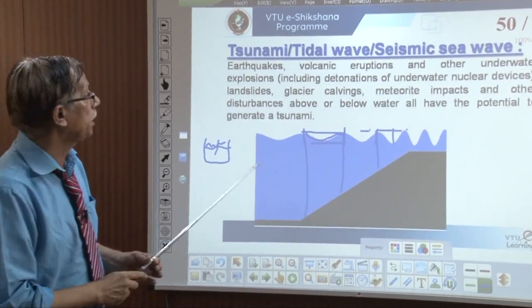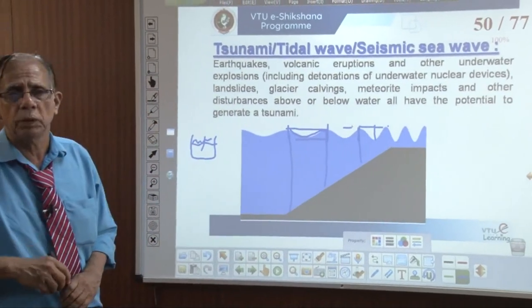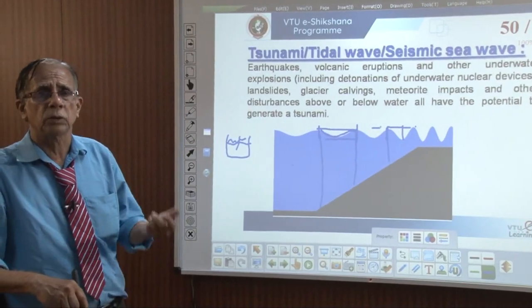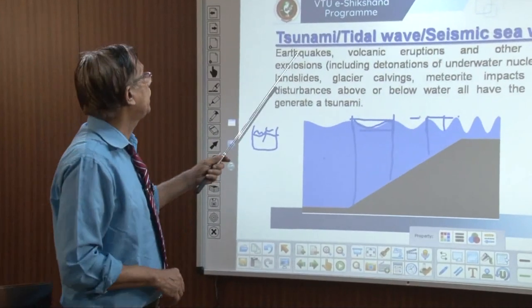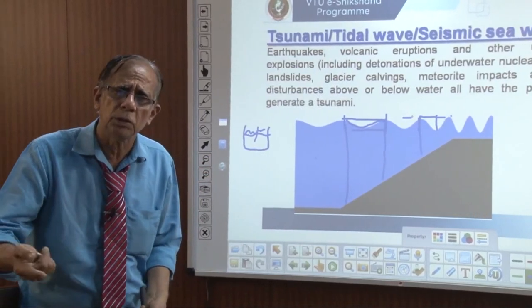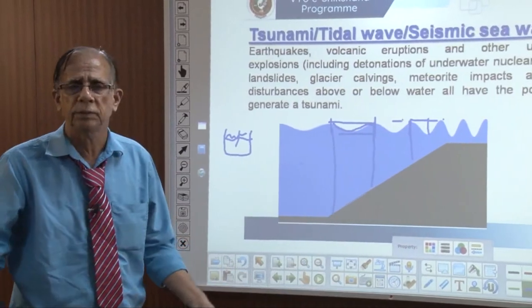And therefore, high waves hit the land. This is a tsunami. One major cause of tsunami is underwater earthquake or volcano. How this tsunami is going to damage, how it grows, we will discuss later.